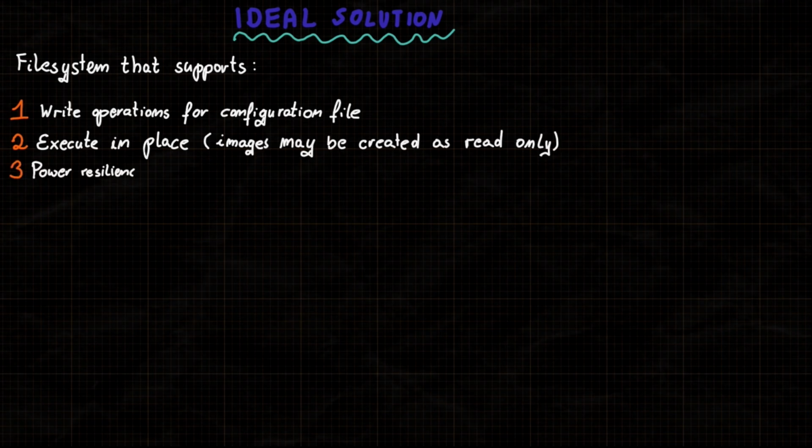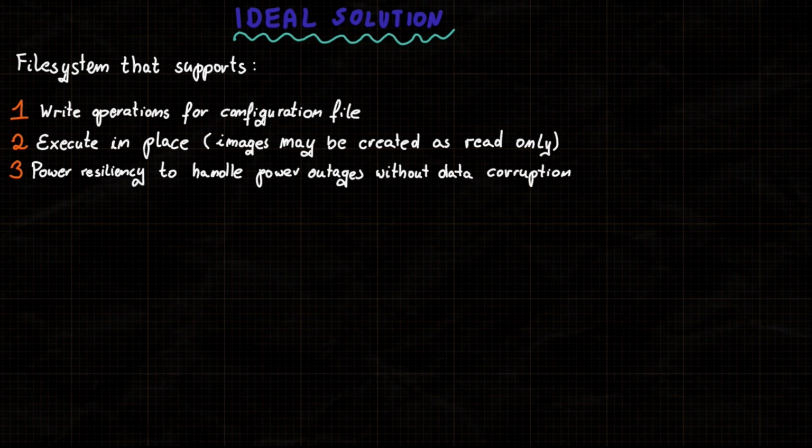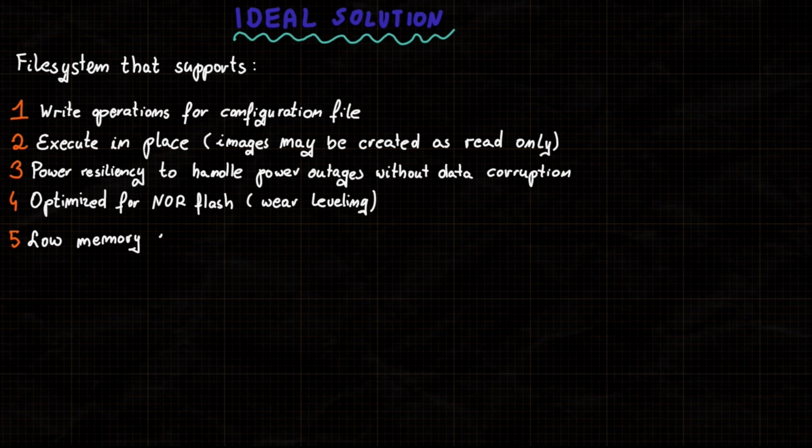Also, it would be nice to have power resiliency to handle power outages. If we are not able to destroy data on our file system, that's good, because in case of some bugs or some power outages, it won't destroy the firmware inside it. Also, it's very important to use a file system optimized for NOR flash memory, especially to support wear leveling. Otherwise, we may struggle with bad sectors. If it's possible for that file system to have a low memory footprint, it would be best.